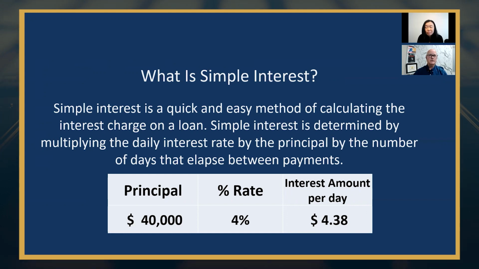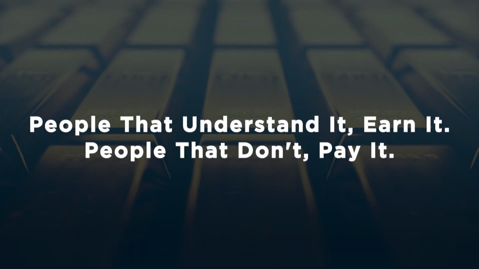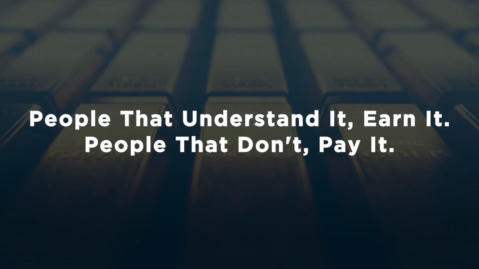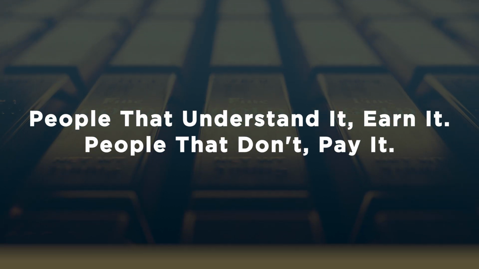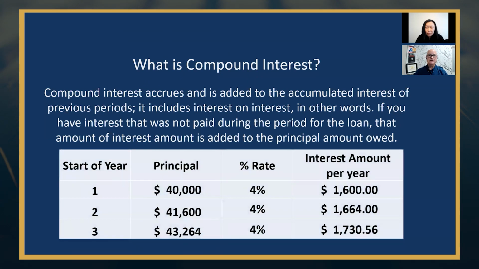You should know the difference between simple interest and compound interest. Oh, that's a good one. I always tell people when it comes to compound interest, and I think this is a quote I heard somewhere, the people that understand it earn it. People that don't understand it pay it. So what is compound interest? Basically, compound interest is all about paying interest on interest. After a certain period, the interest that you owe gets added to the principal. And when that happens, you start paying interest on interest.